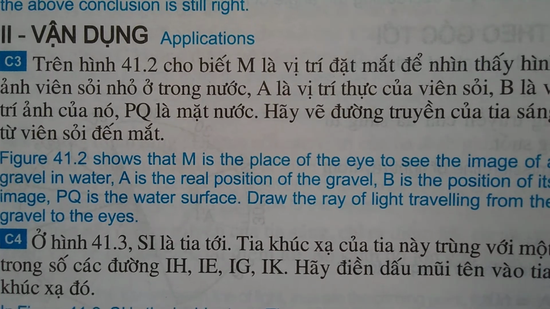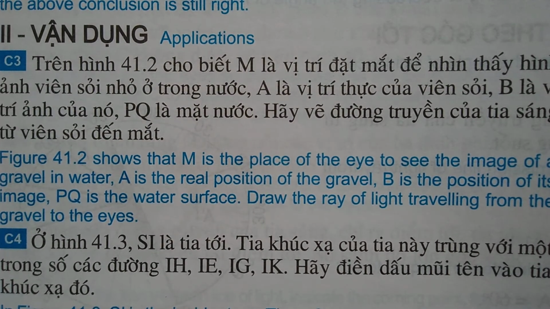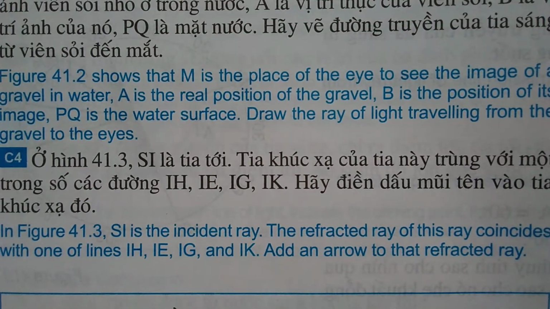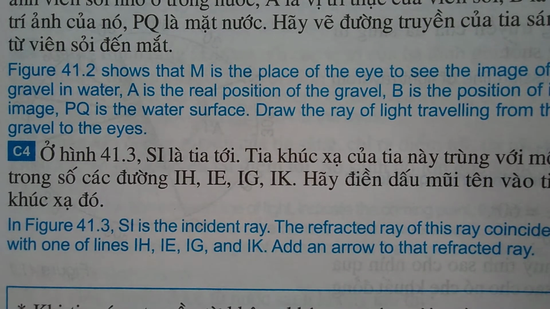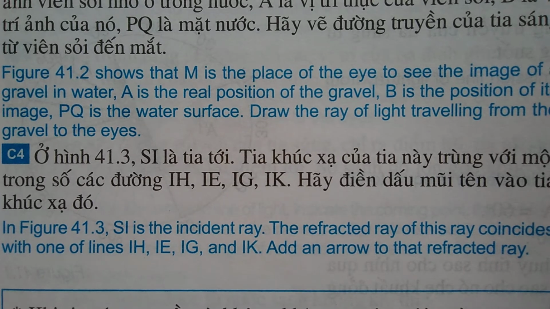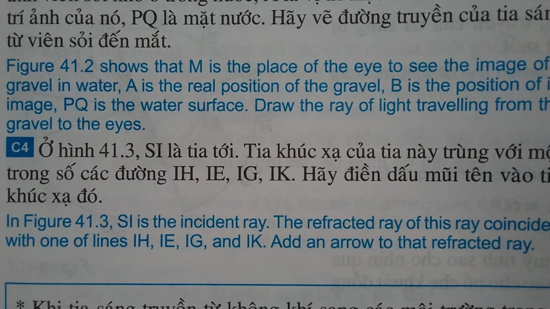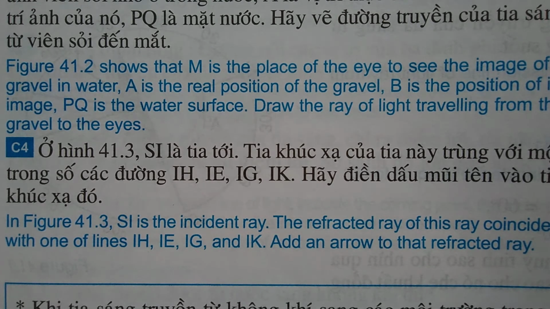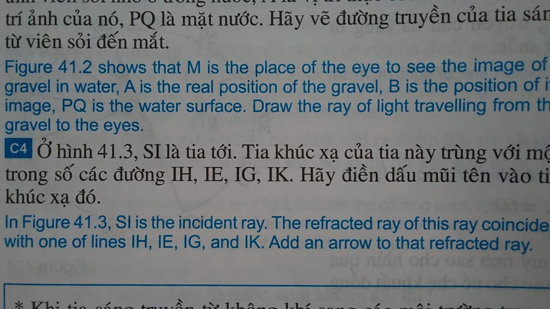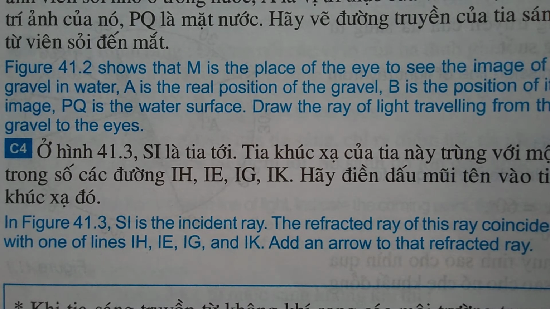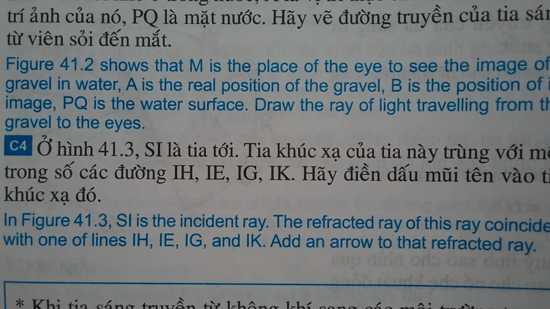In figure 41.3, SI is the incident ray. The refracted ray of this ray coincides with one of the lines IH, IE, IG, and IK. Add an arrow to that refracted ray.